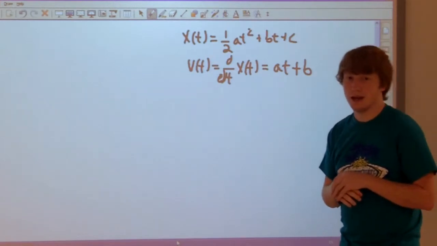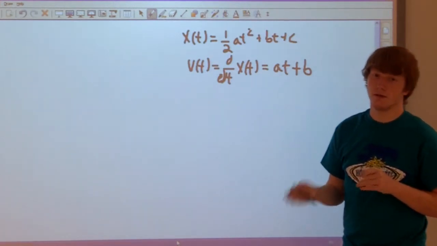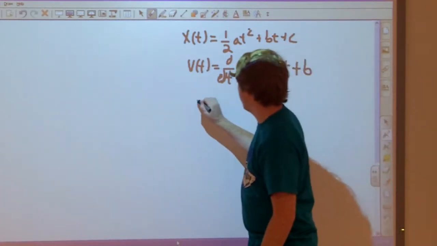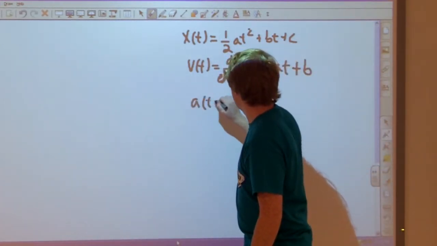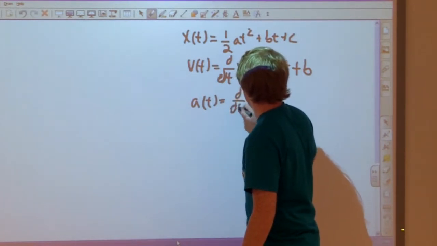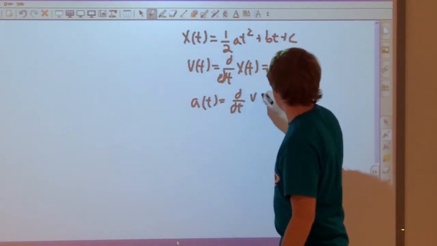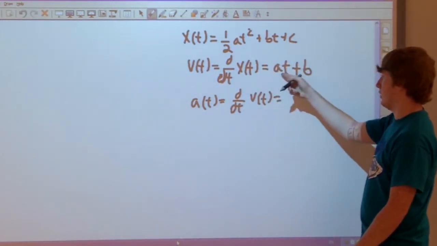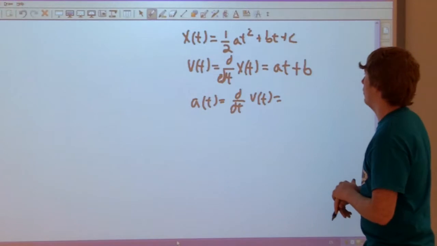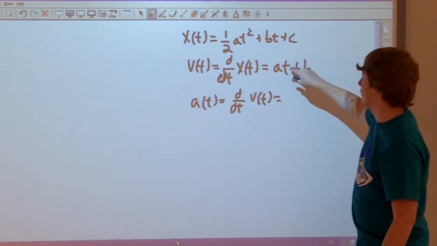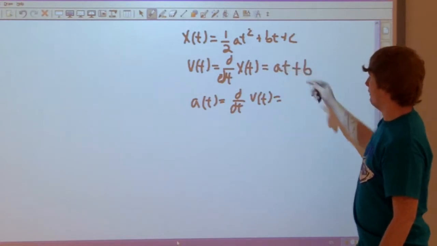And we also know that acceleration is the derivative of velocity. So if we want to find our acceleration, we know that a of t is going to be d/dt of v of t, which is the derivative of this expression here, at plus b. So we know that the derivative of a constant is 0, so that's just going to drop off. And the derivative of at is just going to be a.